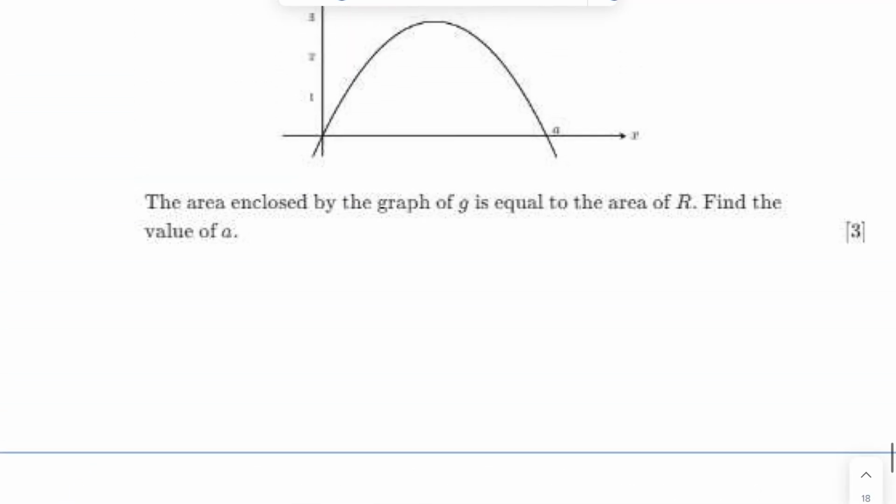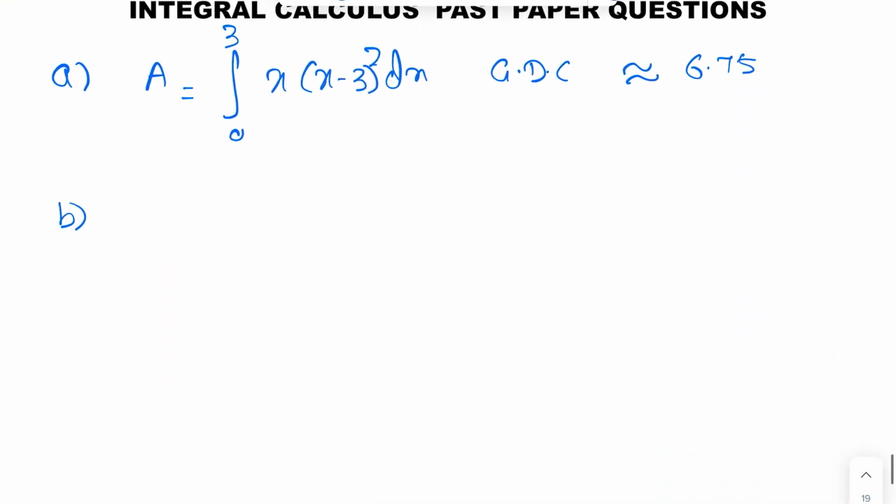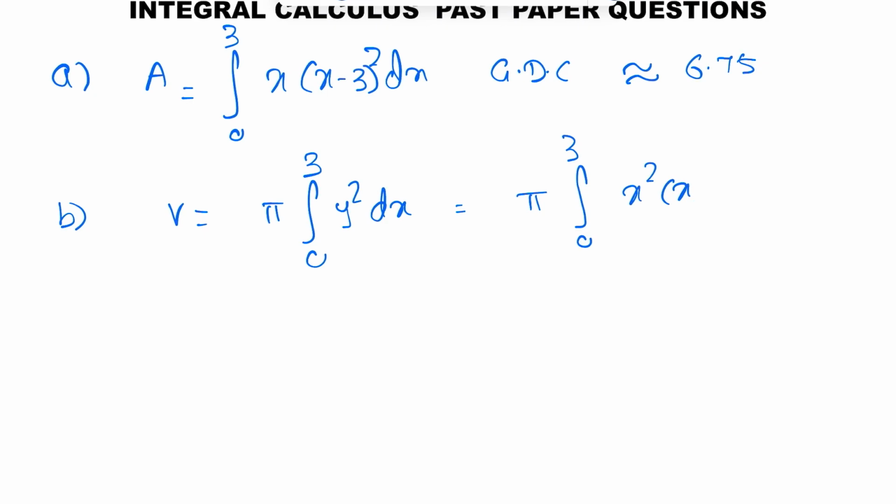Now coming to part B. Find the volume of the solid formed when R is rotated 360 degrees about the x-axis. Rotation about the x-axis means π integral of y² dx from 0 to 3. So it forms π integral from 0 to 3 of x²(x − 3)⁴ dx. Use the GDC again, and you should get 65.4.